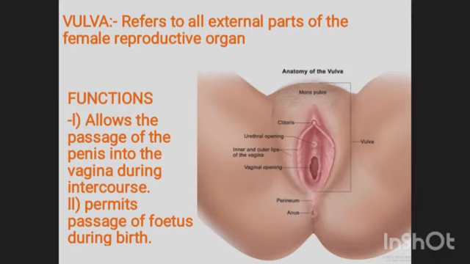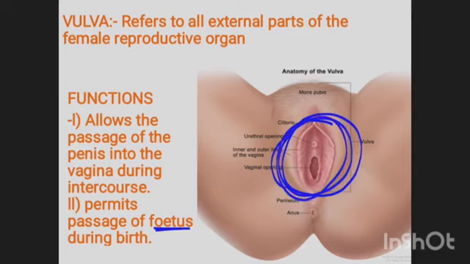Take note, a fetus is a developed baby, a developed embryo, a developed baby that is ready to be delivered during birth. So this is the vulva, all the external parts of the female. So the main function is to allow passage of the penis during sexual intercourse, and number two, to allow the birth of the fetus. Let's move on to the next slide.